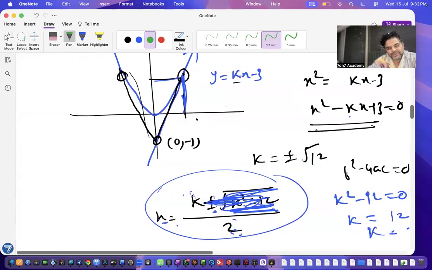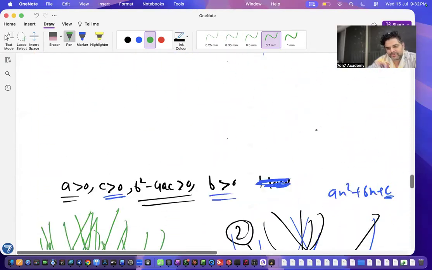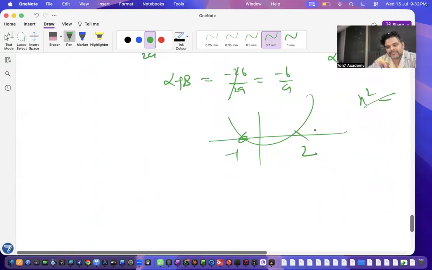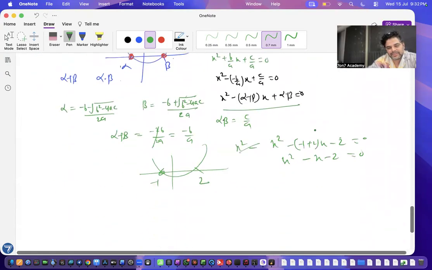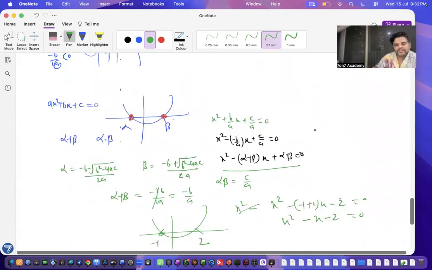So a lot of questions are there on this. Now one more thing comes, distance between roots. Distance means you subtract. You write beta minus alpha, because this is the higher value, so you don't have to put the absolute value. Otherwise, you have to put absolute value. So beta minus alpha you have to get.